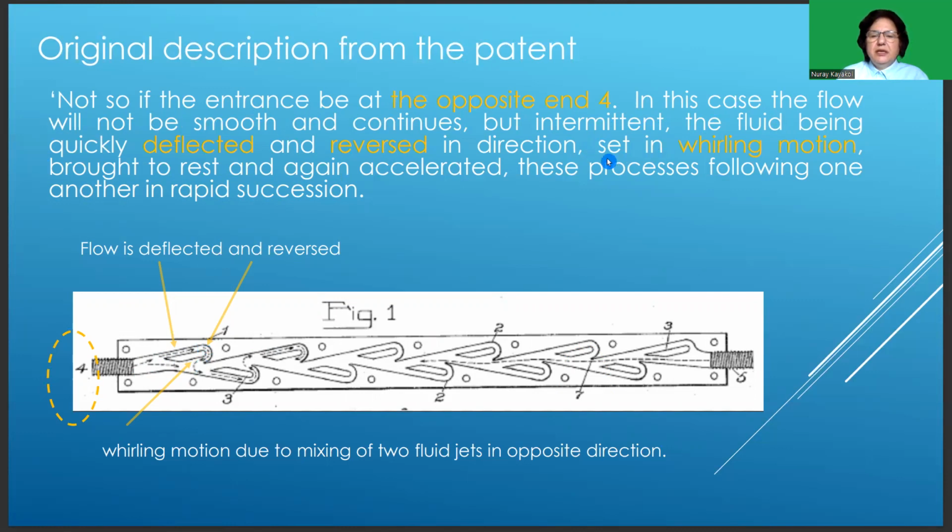So it will be here, "deflected and reversed in the direction set in the whirling motion, brought to rest again, accelerated. This process following one another in rapid succession." So here, what does it mean, whirling motion?